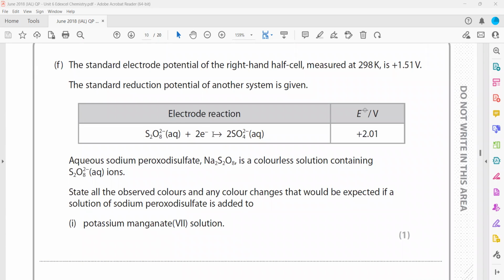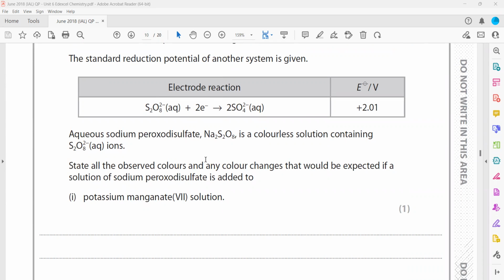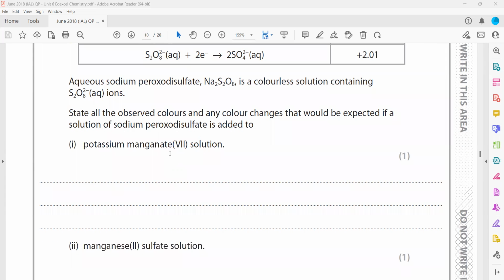And in part F, the standard electrode potential of the right-hand side cell is measured to be 1.51 volts. The reduction potential for another system is given: aqueous sodium peroxydisulfate, a colorless solution containing S2O8. State all the observed colors and any color changes expected if the solution of sodium peroxydisulfate is added to potassium manganate solution.